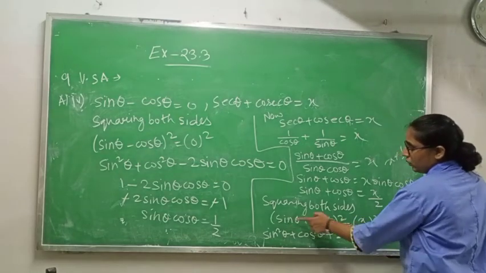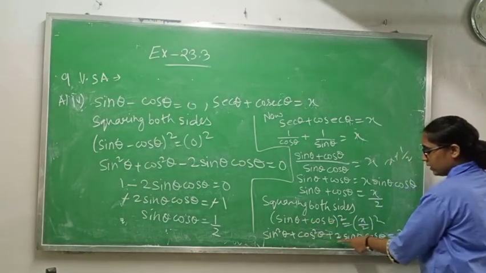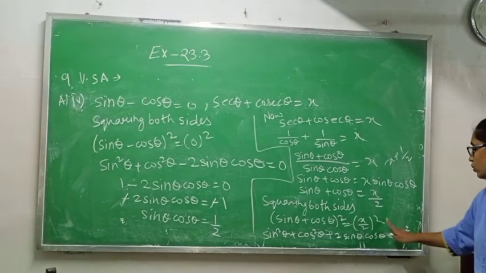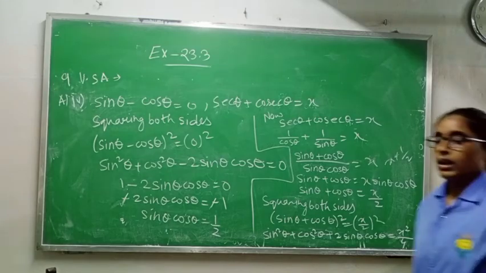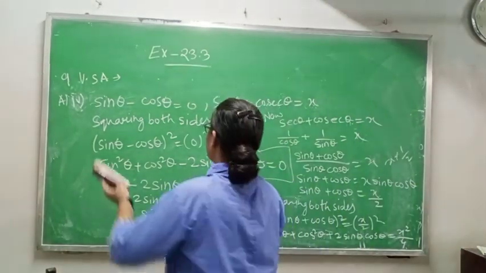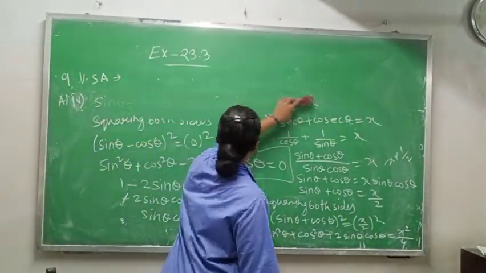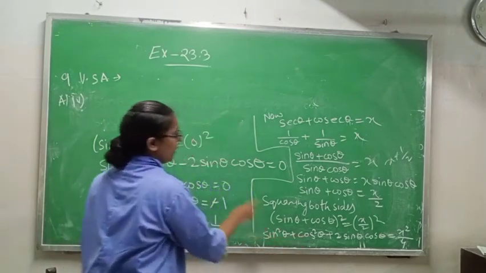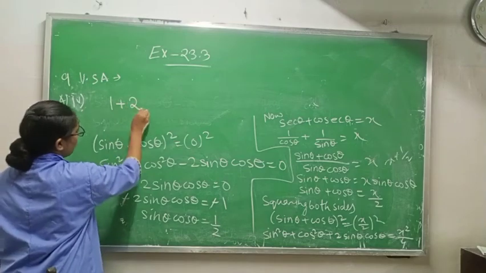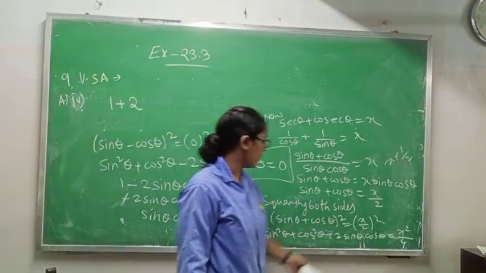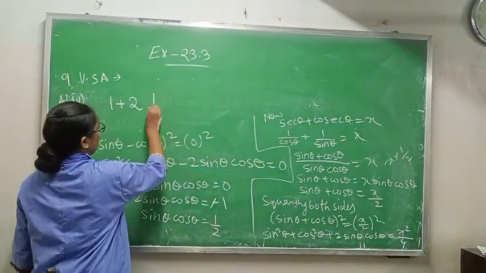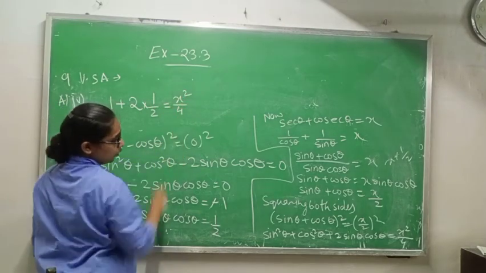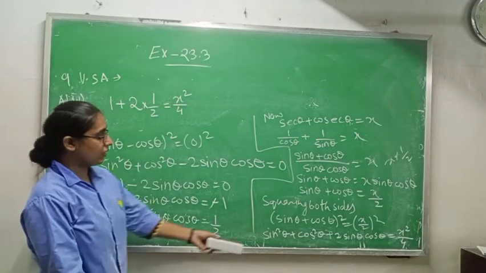You have to break it using the formula. The formula is a square plus b square plus 2ab equals x square over 2 square, which gives x square by 4. After that, I am doing this portion: sin square theta plus cos square theta value is 1, plus 2 times sin theta cos theta, whose value is half, equals x square by 4. Understood? Only I am writing the values.